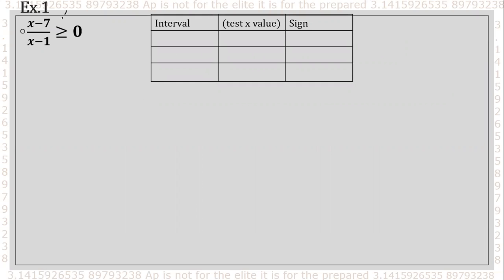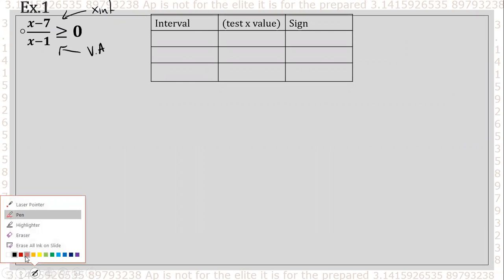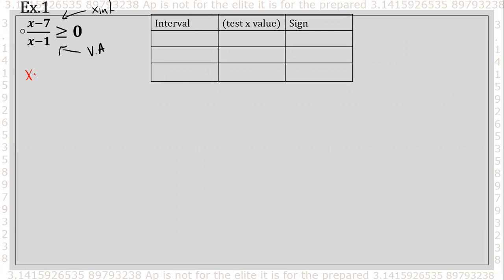Okay, so keep in mind the numerator right here gives our x-intercepts, and our denominator right here gives our vertical asymptotes. Let's go ahead and identify them. I'm going to set each one equal to 0: x minus 7 equals 0, so x is equal to 7, and x minus 1 is equal to 0, so x is equal to 1. These are the numbers that I'm going to use on my number line. Hopefully it looks very, very similar. Did I do that right? Yeah, 1 and 7.